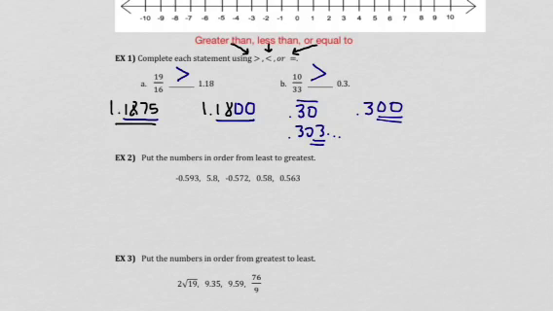So for example 2, you should pause the video and try to put the numbers in order from least to greatest. So the left-hand side is going to be the least, and the right-hand side is going to be the greatest. So go ahead and try that on your own. Pause the video now.